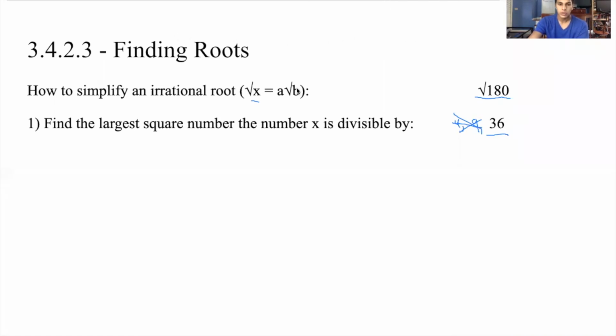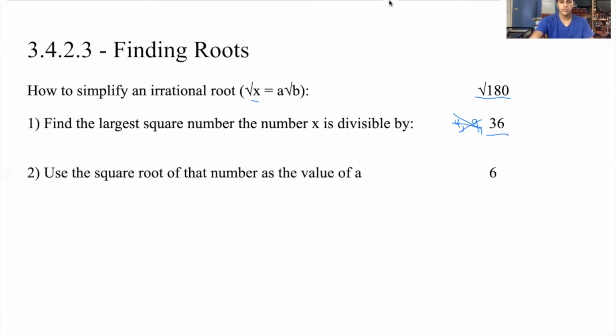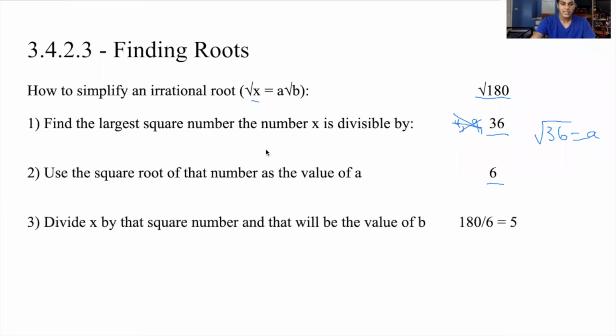Now that we know the largest square number x is divisible by is 36, we can find the values of a and b. In order to find the value of a, you use the square root of that number. Remember, 36 was the largest square number 180 was divisible by, so the square root of 36 is going to equal a. The square root of 36 in this case is 6, so the value of a is 6. And then in order to find b, all you have to do is divide x by that square number, and that will be the value of b.